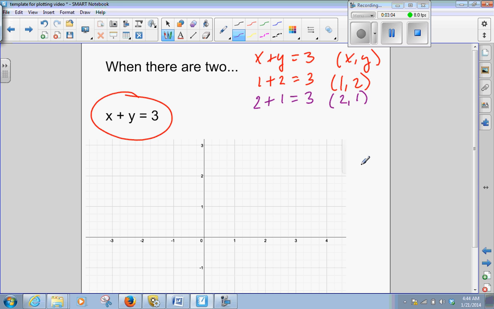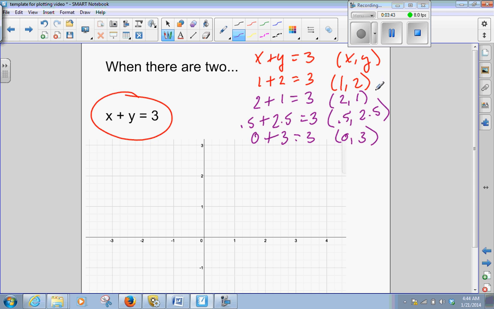I could also have decimals. So x could be 0.5, y could be 2.5, because 0.5 plus 2.5 is 3. So another solution could be (0.5, 2.5). So as you can tell, I could pretty much sit here and do this all day long. I could come up with x could be 0, and then y could be 3, for example. So if x is 0, y is 3, 0 plus 3 is 3, so (0, 3) is a solution. So when you've got two variables, there are a ton of different solutions that you could come up with.